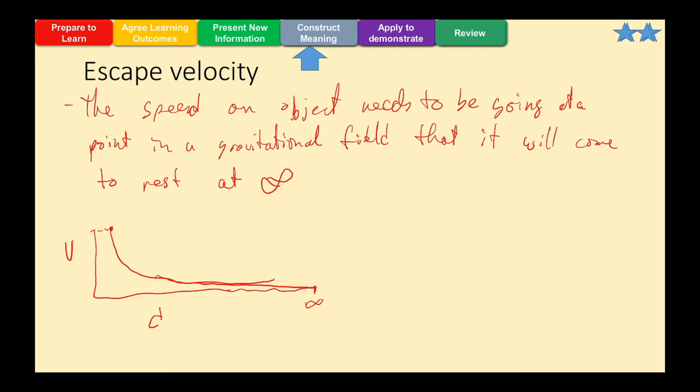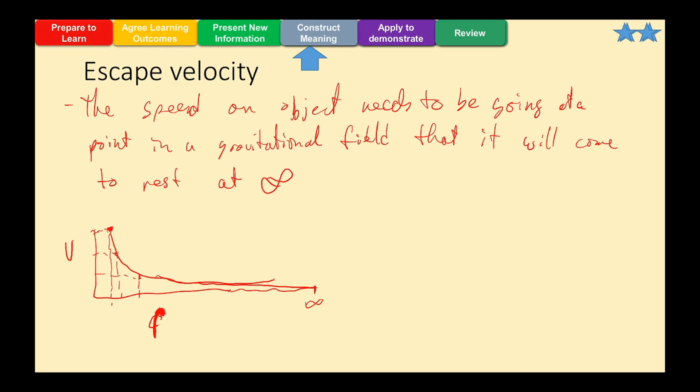So for this point here, and actually I suppose I should make it velocity versus radius. This is the escape velocity for this point. This is the escape velocity for this point. This will be the escape velocity for this point. So we can see that actually escape velocity also varies with radius. So let's look at how we link escape velocity and all of this stuff.